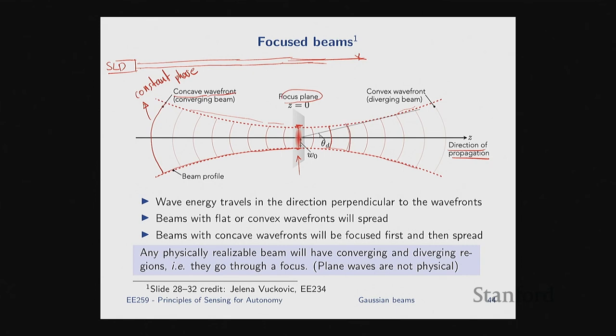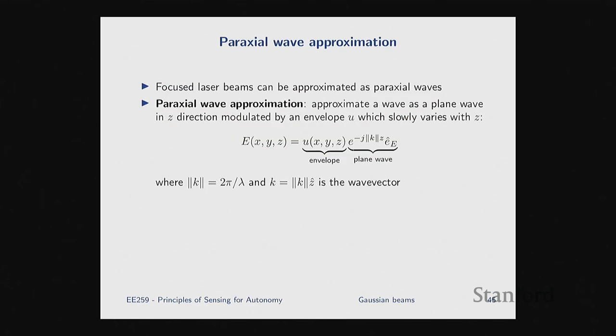Why is that? Because locally, the direction of the wave travel is always perpendicular to the phase front or wavefront, so that means if it's concave, the beam is going to converge, and if it's convex, it's going to diverge. And that's how every beam works. So we need to build a physical or mathematical model to be able to talk about these focused beams, and that would enable us to talk about beams used for LiDARs.